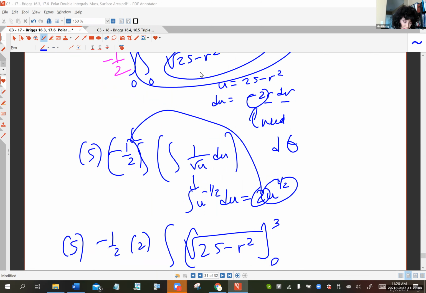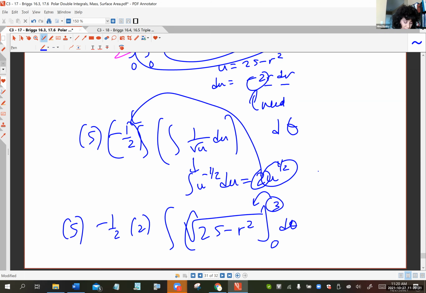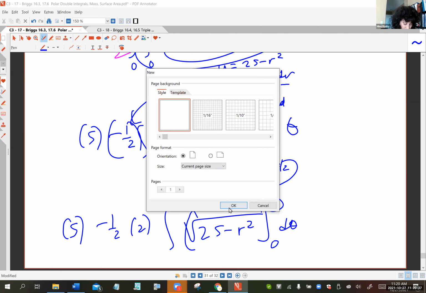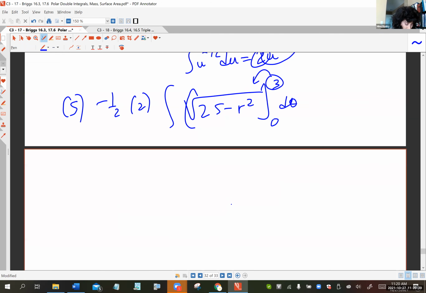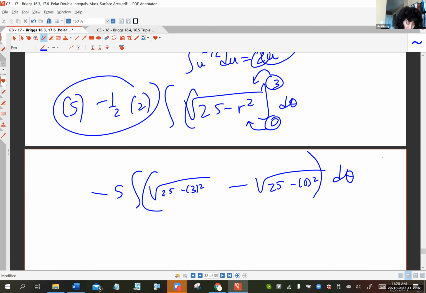Hang on a second. Okay, we're good. So now you're going to substitute this upper limit there, and you still are going to have to integrate with respect to theta once you're clear with this one, right? God, this is taking us forever and a day. I know, I'm sorry. So what do we have here? This cleans up to -5 times square root of 25 minus 3 squared, minus, and then don't forget to plug in the 0 like this. Big mess.